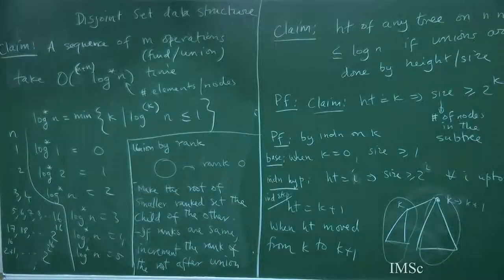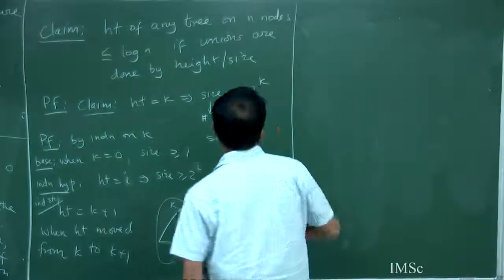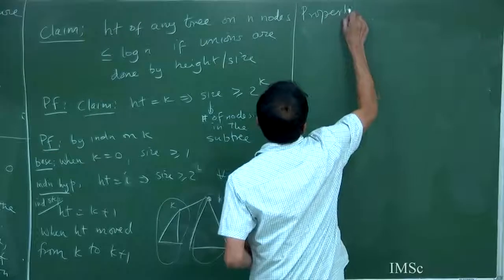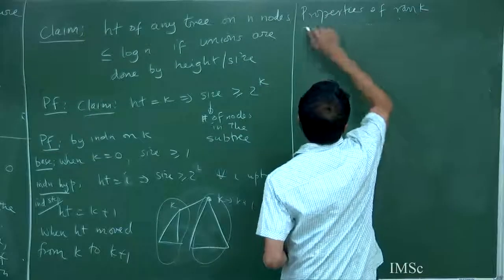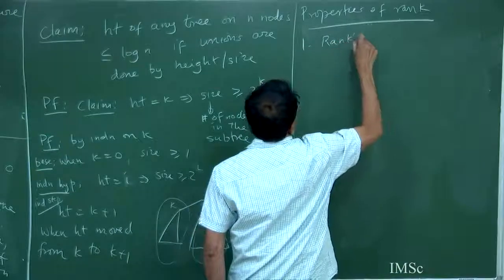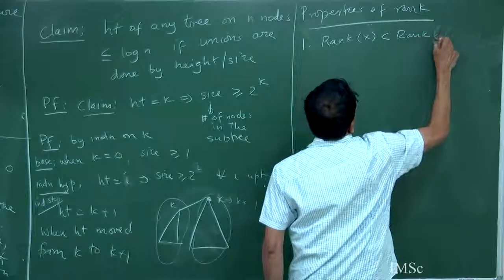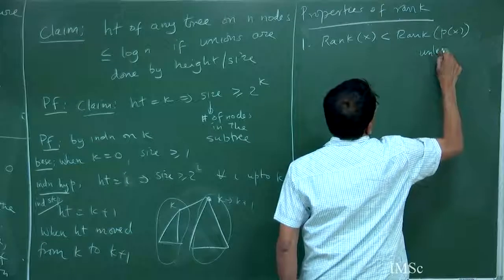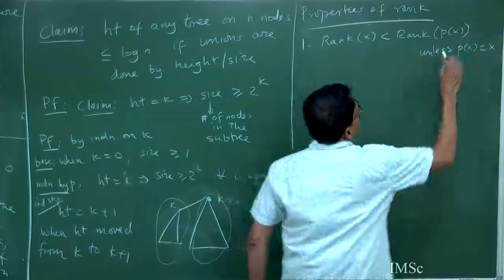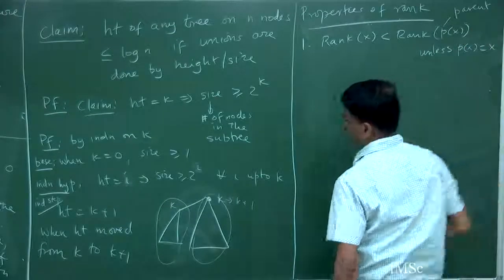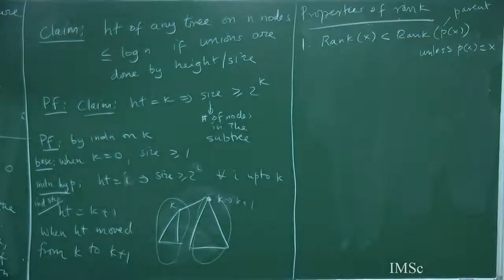Let's make some observations about rank. Some properties of rank: rank of x is strictly less than rank of its parent, unless it's a root. The way we actually do the unions, this is true, because you always make the smaller one a child of the other one. If they are equal, you increment the root anyway. So along a path, ranks are monotonically increasing.